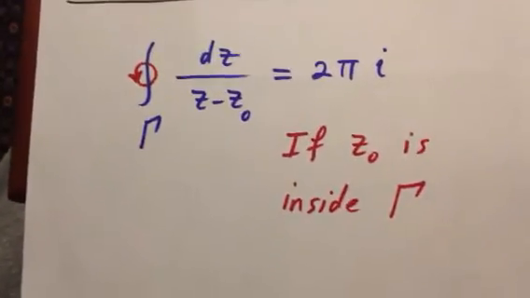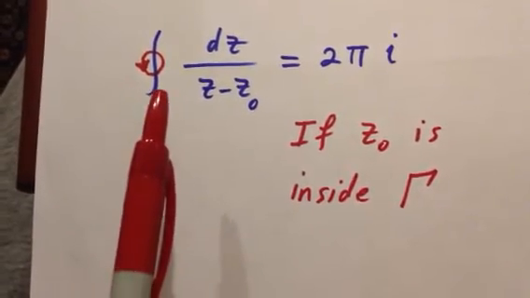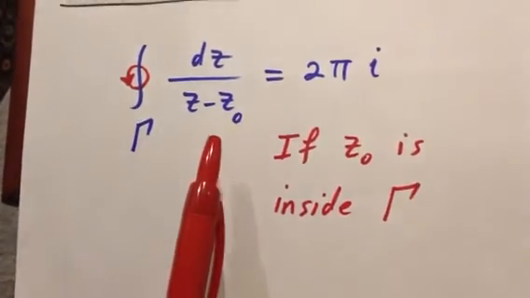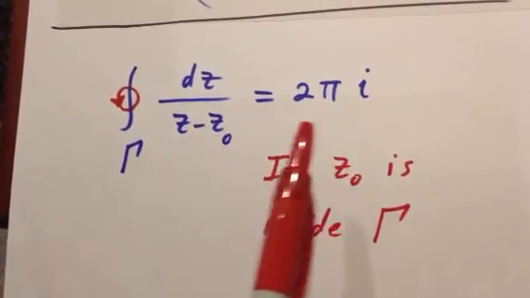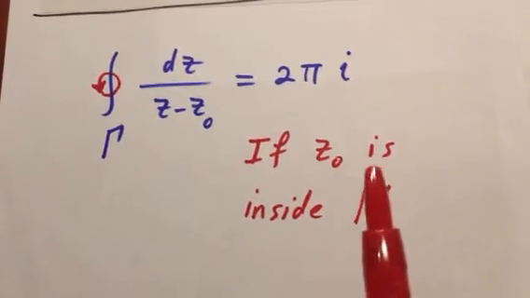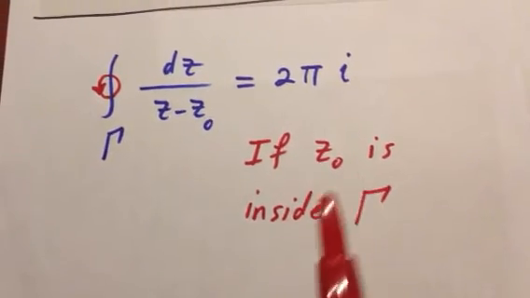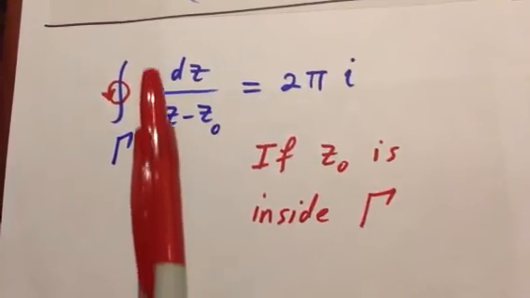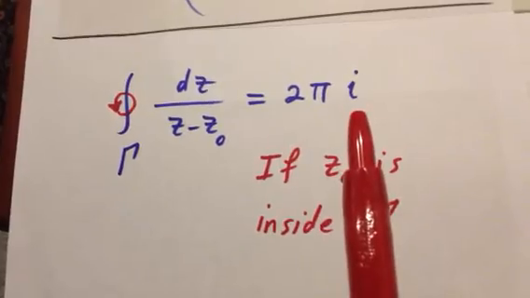So the integral over gamma, which is a closed contour around z0, of the function 1 over z minus z0 is 2 pi I. And it's very important to keep in mind z0 is inside gamma. z0 is inside gamma. In that case, integrating over a closed contour will give you 2 pi I.